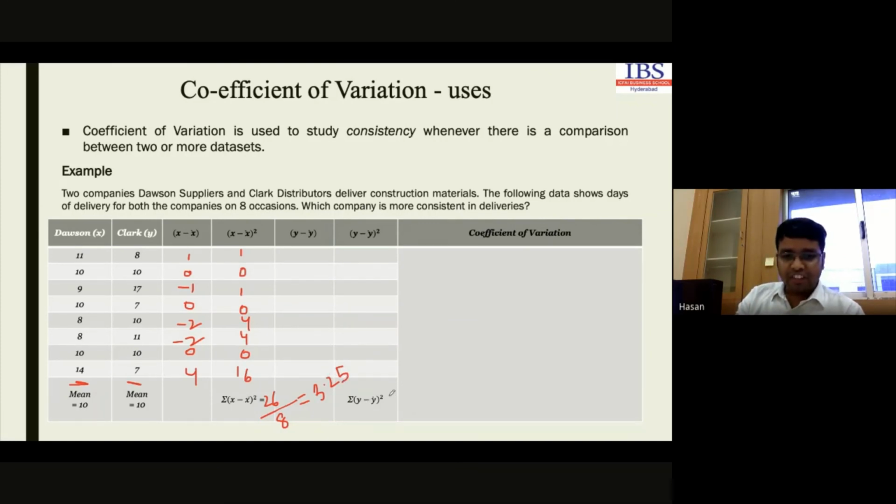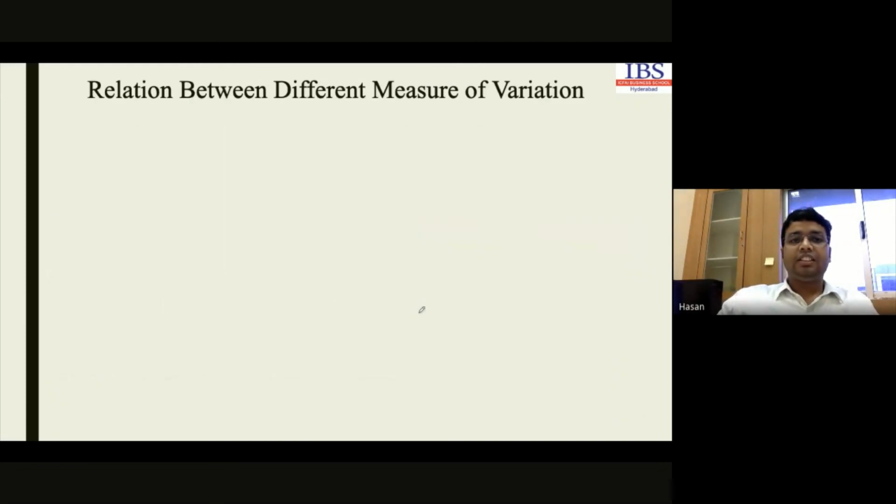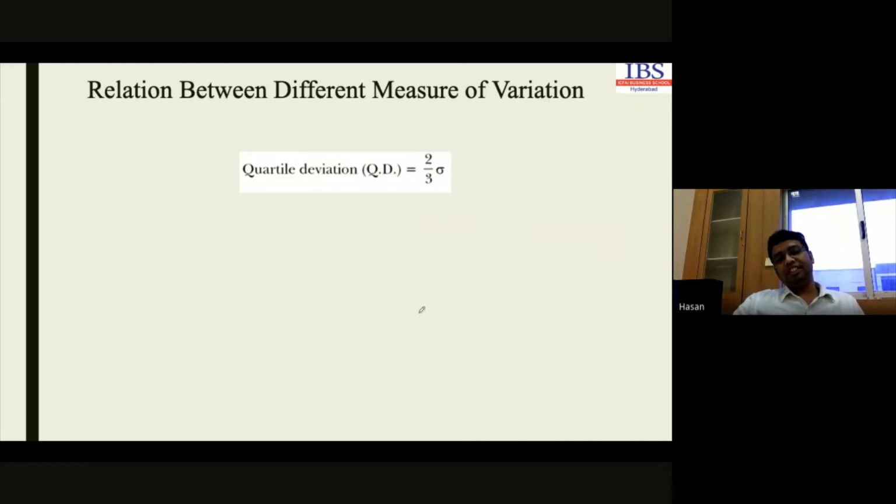And for this case also, you can compare the mean square deviations, and the data points for which mean square deviation is less will be more consistent. Okay, the lower the deviation, the better the data. Okay, clear? And there is a relation between quartile deviation, mean deviation, and all those things.